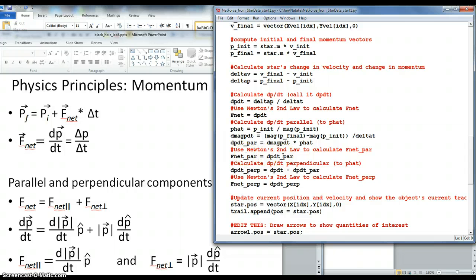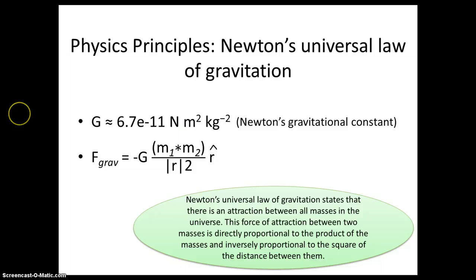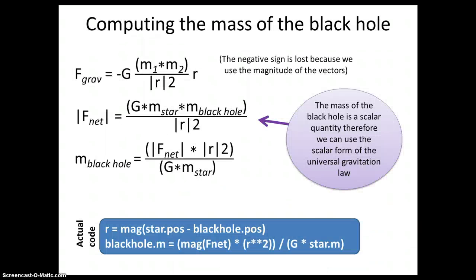Since the vector dp/dt is equal to the sum of the parallel and perpendicular components, we can just use vector subtraction to find dp/dt perpendicular. Then we can use the momentum principle to connect dp/dt perpendicular to Fnet perpendicular. To find the mass of the black hole, we need to use Newton's universal law of gravitation, which states that there is an attraction between all masses in the universe. We can rearrange the gravitational law to find the unknown mass of the black hole.